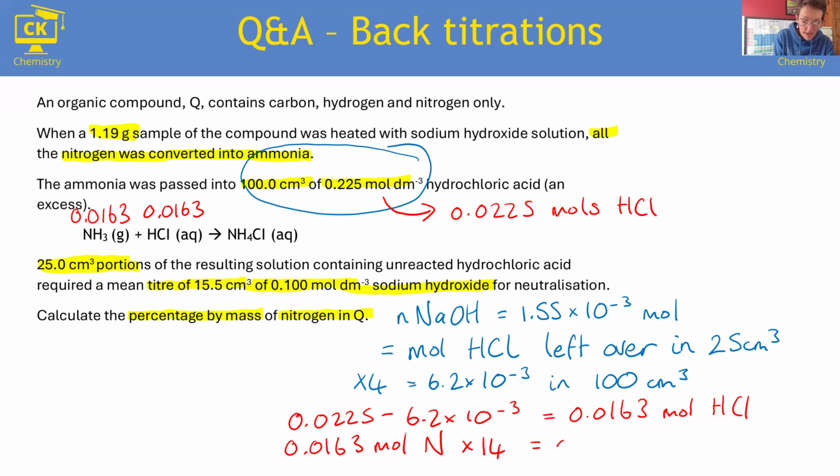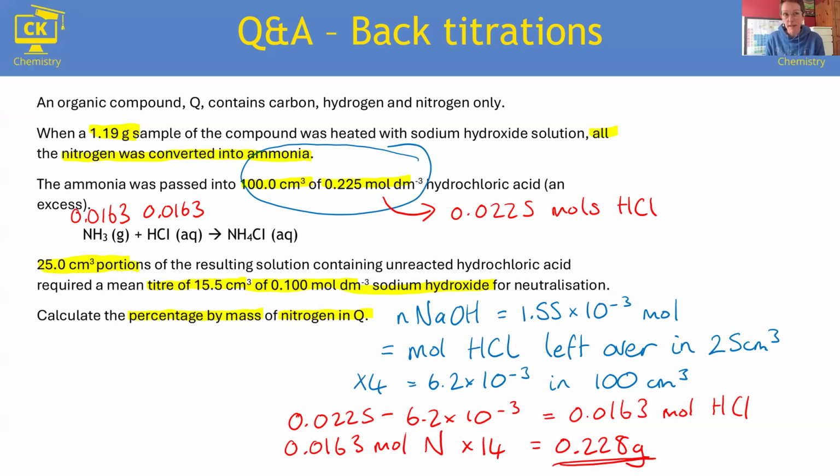That tells me there's 0.228 grams. This is a good point to decide whether I've made any mistakes because I am hoping that there's less than 1.19 grams of nitrogen in the sample because the whole thing weighs that.